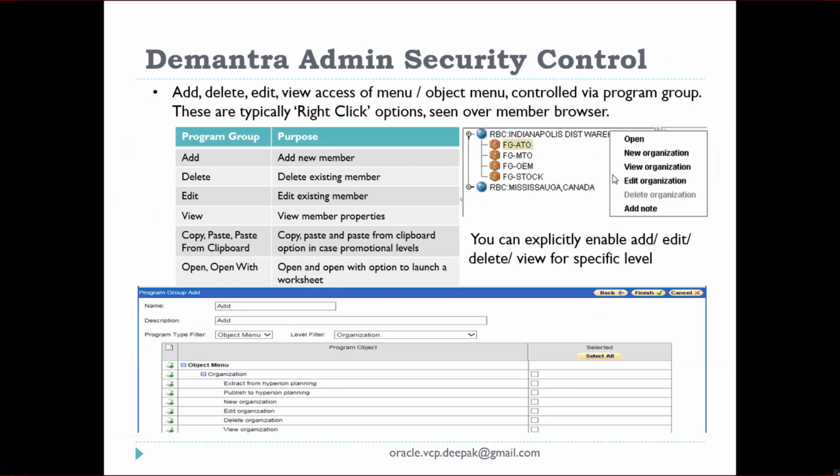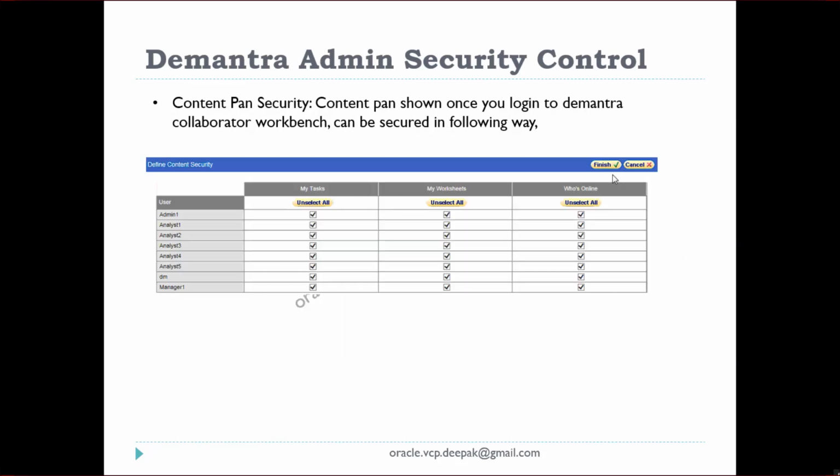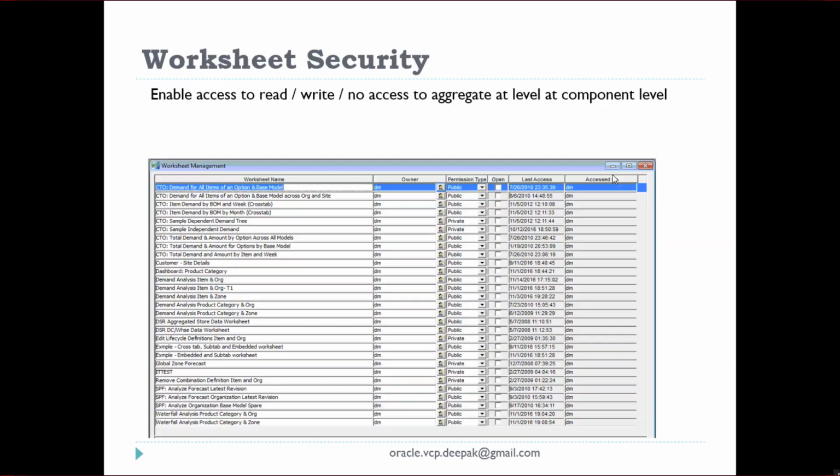Ideally what I have seen is that we can use this screen where we have to enable and disable. Like for Collaborator Workbench, disable all of this: edit, delete and new options. Then you have to come here and uncheck it. And who is online, if you want to disable it, typically that is also not required, you can disable it.